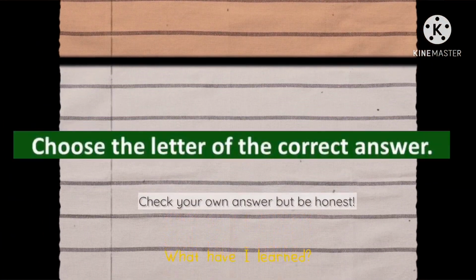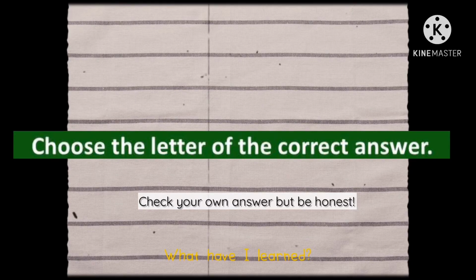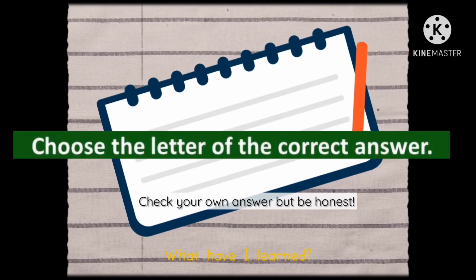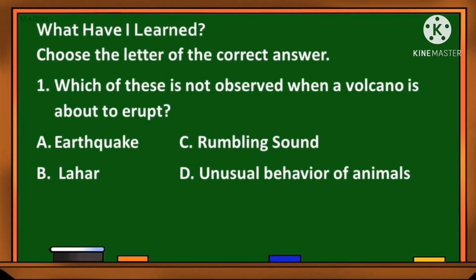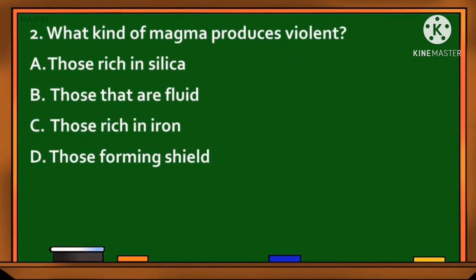Class, to measure what you have learned from our topic for this day, you are going to get a clean sheet of pad paper and your ball pen, and then answer the following questions. Number 1. Which of these is not observed when a volcano is about to erupt? A. Earthquake, B. Lahar, C. Rumbling sound, D. Unusual behavior of animals. Go!